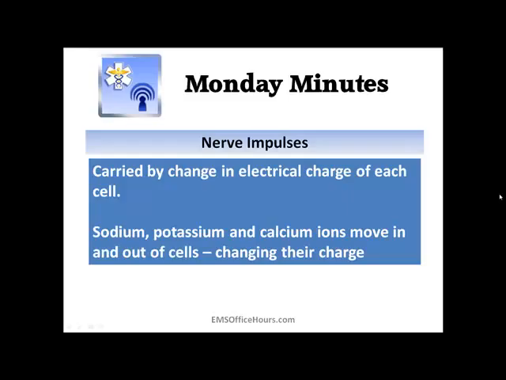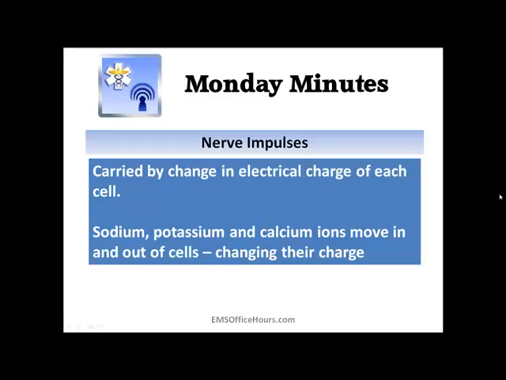Now, nerve impulses. We're going to wrap this up again. This is a quick Monday Minutes. We're not going to get into all the little things about electrical charges and the nerve cells themselves and things like that, okay? This is for the overall understanding and the key elements. If you don't understand or this isn't ringing a bell to you, go back to your textbook. Look up the elements that you need, okay?